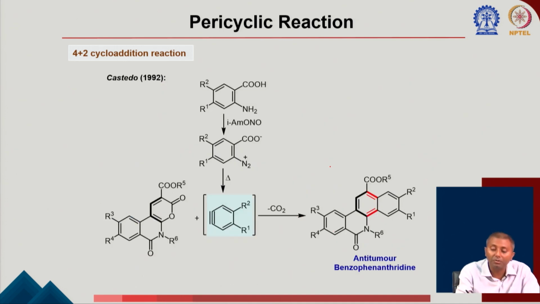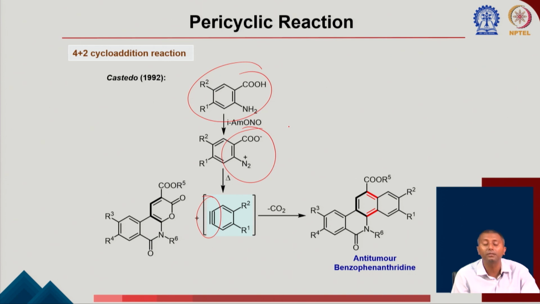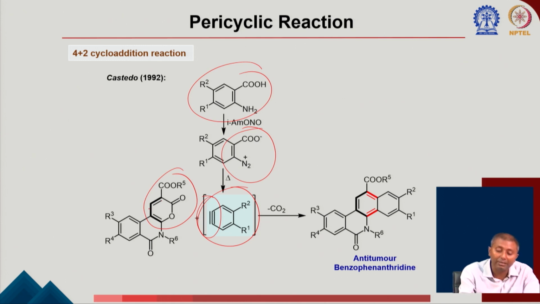There is another example here. We start from this compound and generate this N2 plus and COO minus. Then it is going to generate the corresponding benzyne. It is very similar to this anthranilic acid scenario here. So if you have this anthranilic acid, it generates the corresponding benzyne, and now it participates in a Diels-Alder reaction. Again, you can see that in this particular case, your diene also has an electron withdrawing group attached. So this can participate in a 4+2 cycloaddition, and then after that there will be a release of CO2.